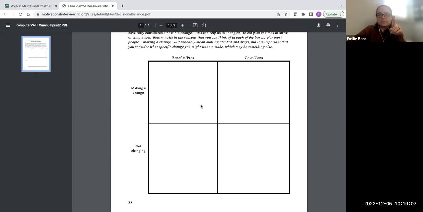You want to start with the benefits of making a change, and then the benefits of not changing, and then the cons of not changing, and then, no, maybe not. Don't listen to me. Ignore what I just said. I thought it was clockwise, but maybe it's not clockwise. What I will say though, is I definitely suggest ending on the cons of not changing.